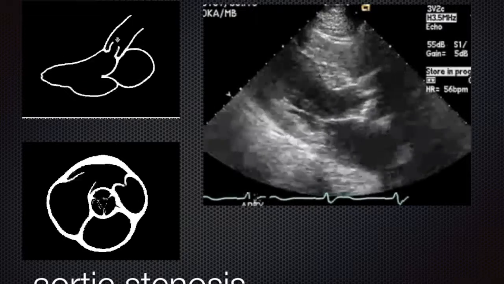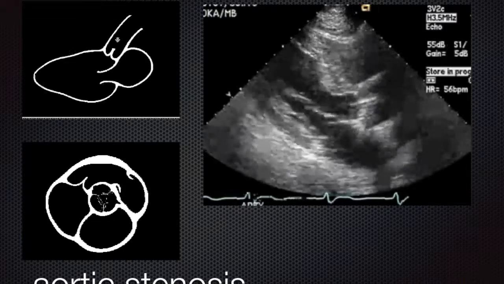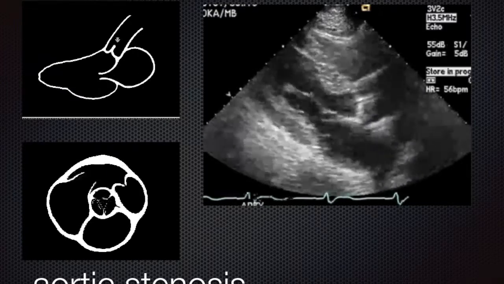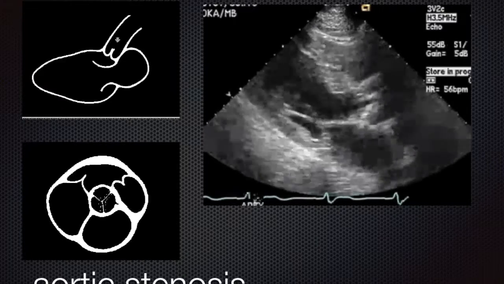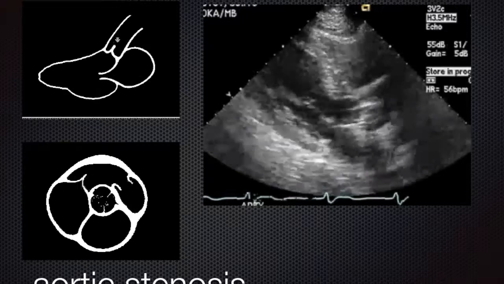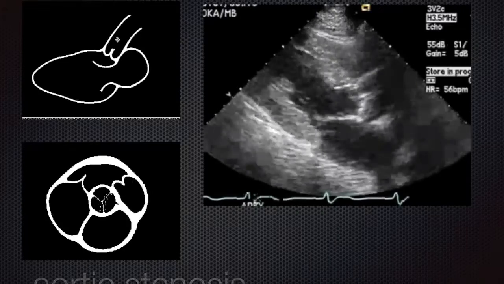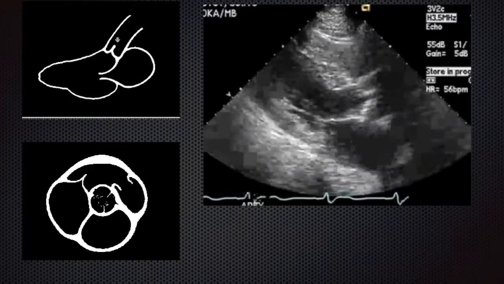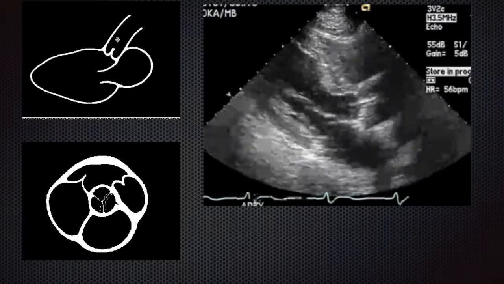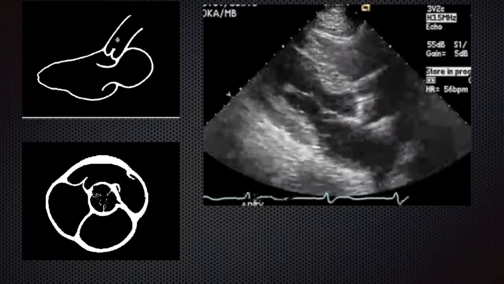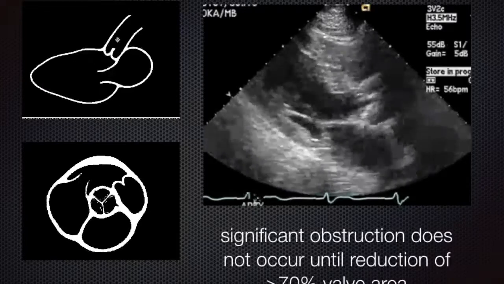Okay, so here's a parasternal long axis view and some schematic diagrams just there showing the problem with the aortic valve. You see that it's thickened, so it looks much brighter than you would expect, and it's not opening that much. Okay, so when do we get obstruction? Well, often the valve has to be significantly diseased before it starts causing significant obstruction, and so greater than 70% of the valve area often needs to be affected.